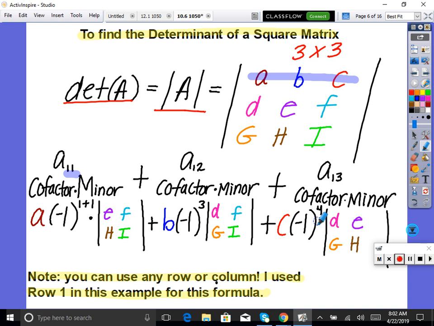So then you'll have your answer. So note, you can use any row or column. I used row 1 in this example, but we could have used row 2. Did you guys see what I'm saying? Or row 3. We could have chosen column 1. Does that make sense? Kind of. And then you'll just go from there.